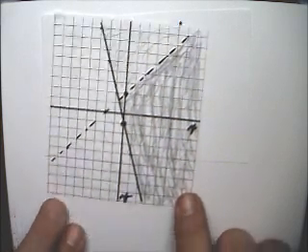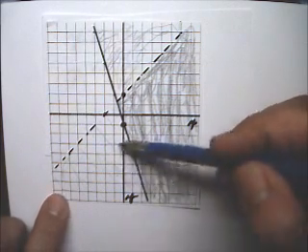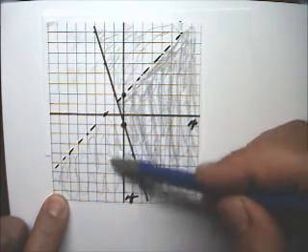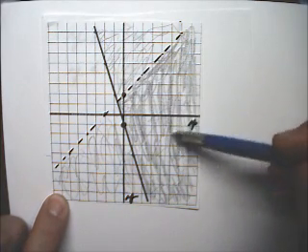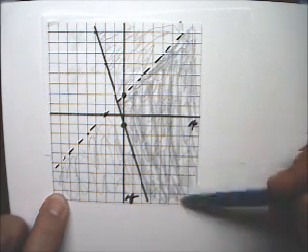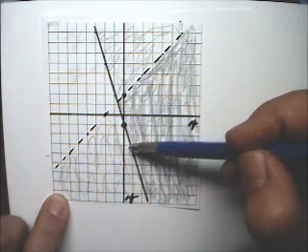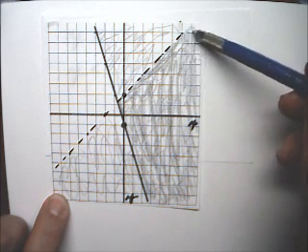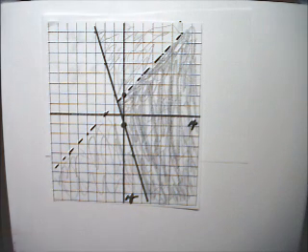So if we graph the system, this is how it looks. Maybe some light shading here, some light shading here, but this dark shaded area is the solution. This black line is part of the solution. The dotted line is not part of the solution. It just shows the boundary.